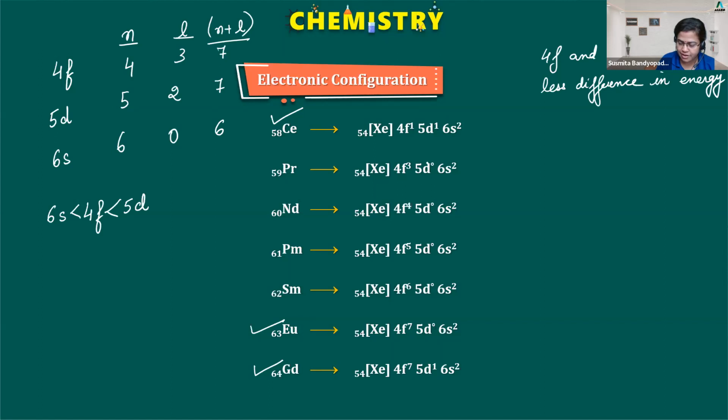First 4F and then 5D is empty. Here also, okay. These are good elements following the rules. But here I understand, just like chromium and copper, the half-filled configuration is very, very stable. So here, in gadolinium, I do understand.